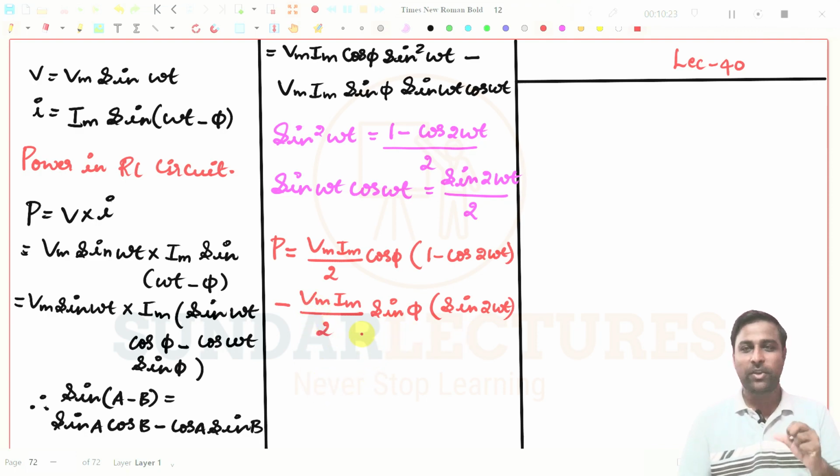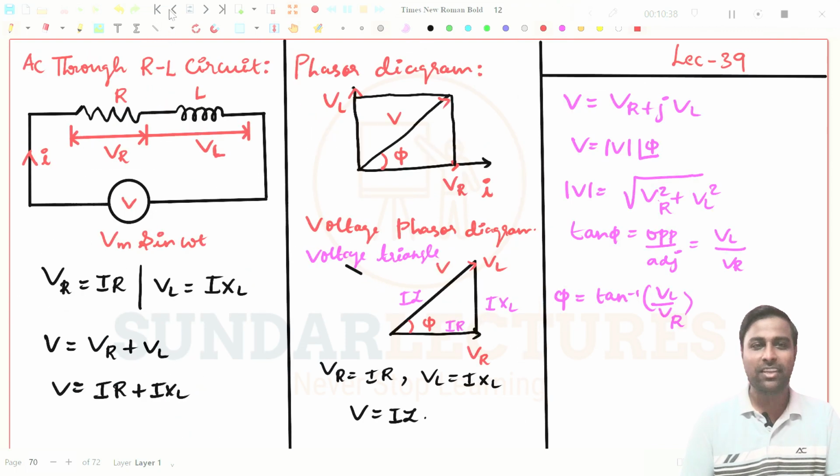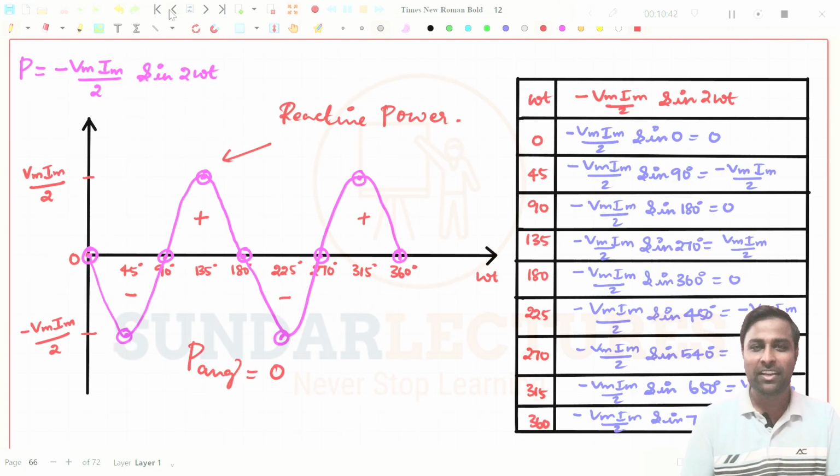And you can clearly see that these two, 1 minus cos 2 omega t and sin 2 omega t, we have already seen. We have already seen, right? Where have we seen this one? See, 1 minus cos 2 omega t. Where have we seen this one?